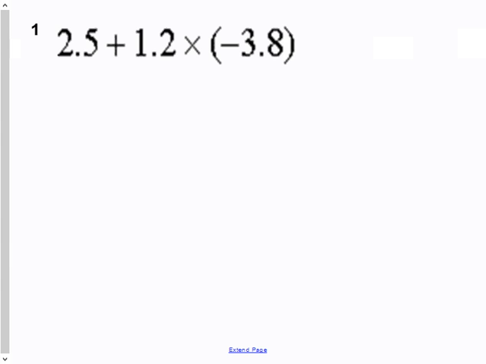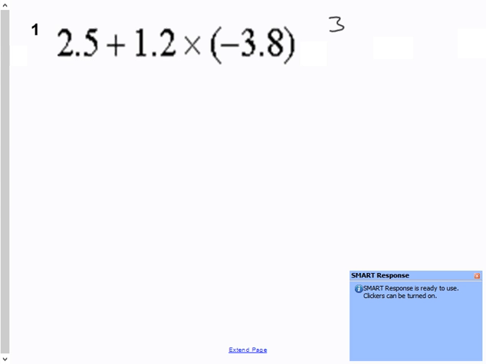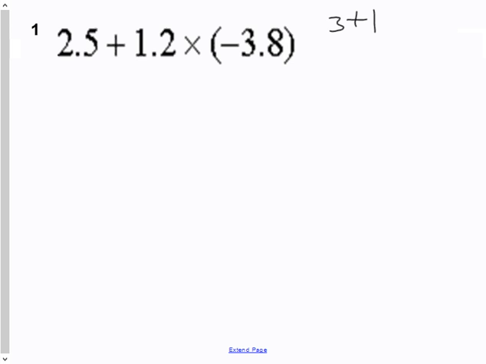So what I'm going to do is estimate first over here on the side. And I'm going to round each of these numbers to the nearest whole number. So 2.5, I'm going to make a positive 3. 1.2 is going to become 1 multiplied by negative 4. So all I did is I rounded to the nearest whole number.